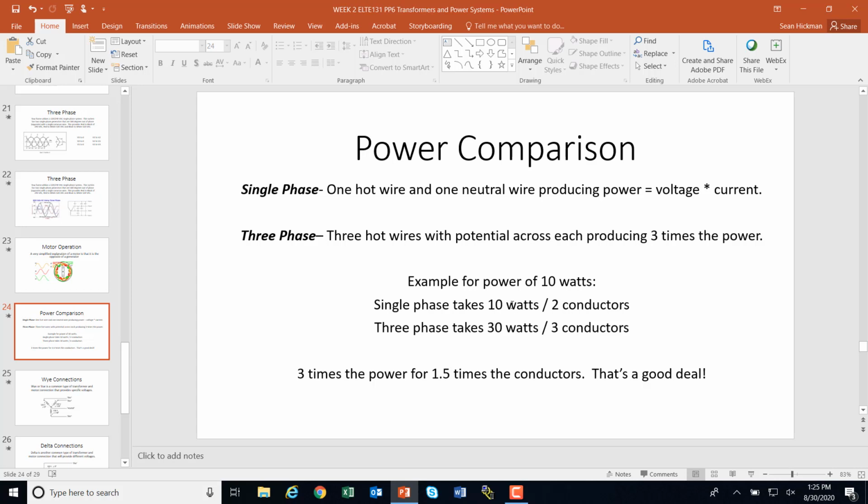Well, wait a minute, you say. 10 times 3 is 30, so 2 times 3 is 6. I don't need 6 conductors, though. I only need 3. I need a conductor for phase 1, a conductor for phase 2, and a conductor for phase 3. So therefore, what does that mean? I get 3 times the power, but I don't have 3 times the conductors. I don't have 6 conductors. I only have 1.5 times the conductors. So that's why it's good to generate and transfer power using the 3-phase like this. 3 times the power for 1.5 times the conductors.